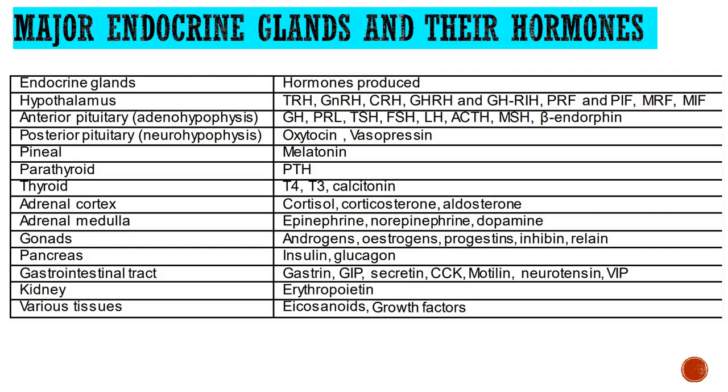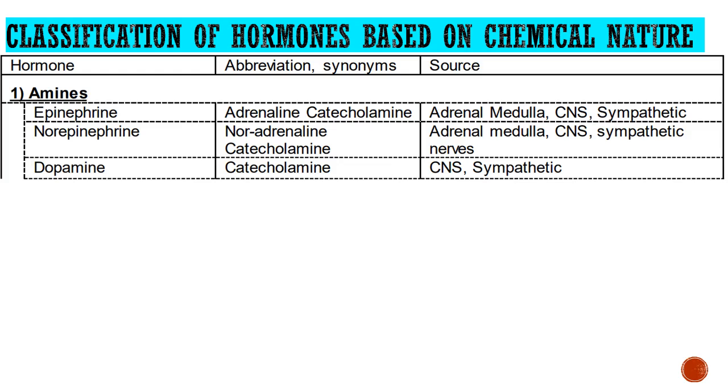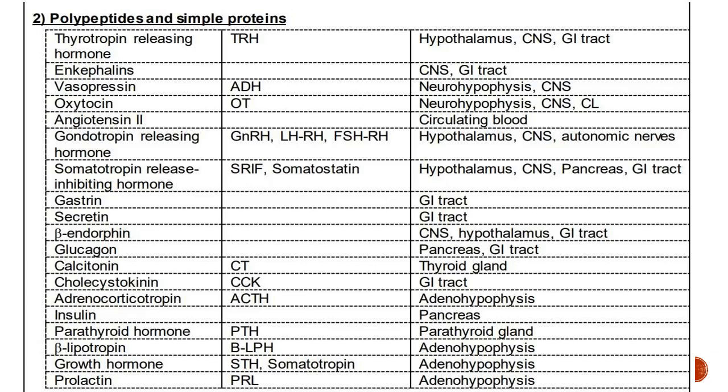Here, we see a detailed list of major endocrine glands and the hormones they produce. Each gland has a specific role and produces hormones that regulate various physiological processes. Hormones can be classified based on their chemical nature. This slide shows the classification of amines, including epinephrine and dopamine, which are derived from amino acids and have specific functions in the body. Polypeptides and simple proteins are another class of hormones.